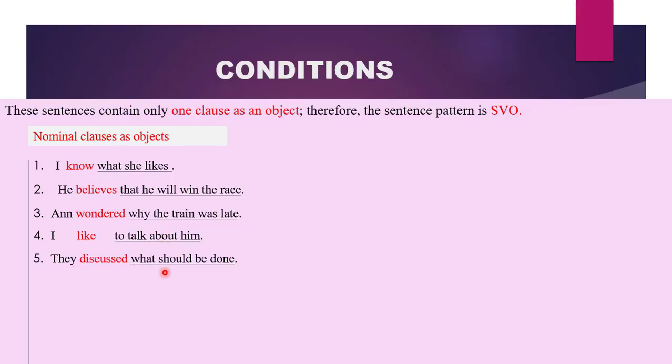They discussed what should be done. What did they discuss? What should be done. Therefore, what should be done is a clause which is suffering from the action discussed. It becomes our object. We forgot what the teacher said. What did we forget? What the teacher said. Therefore, what the teacher said becomes our object because it is a clause suffering from the action forget. So we have our SVO patterns, our subjects, our transitive or action words, and then our objects.